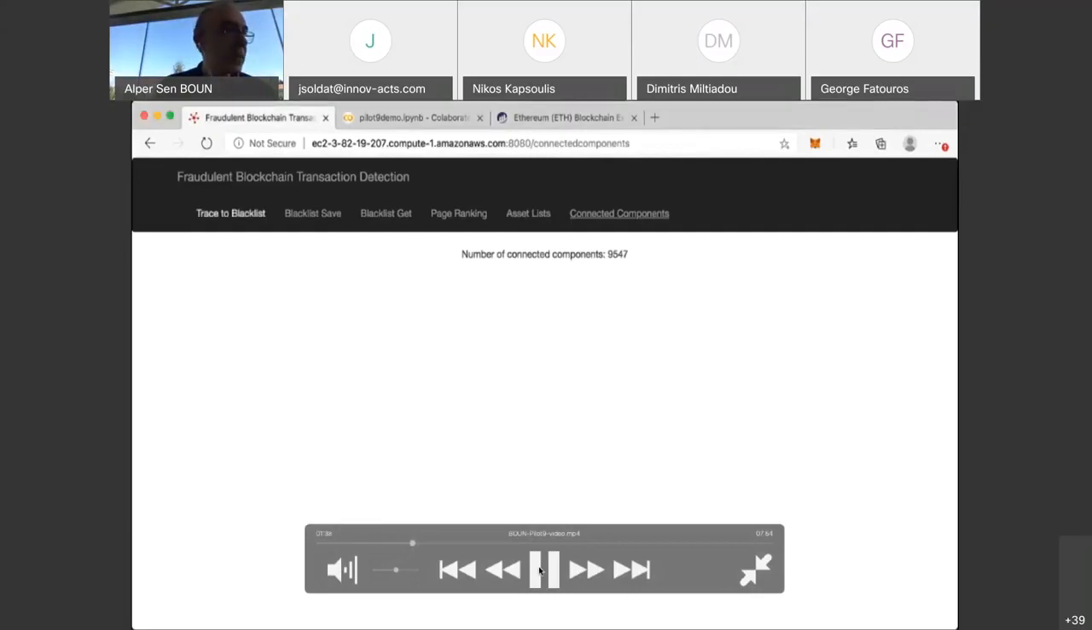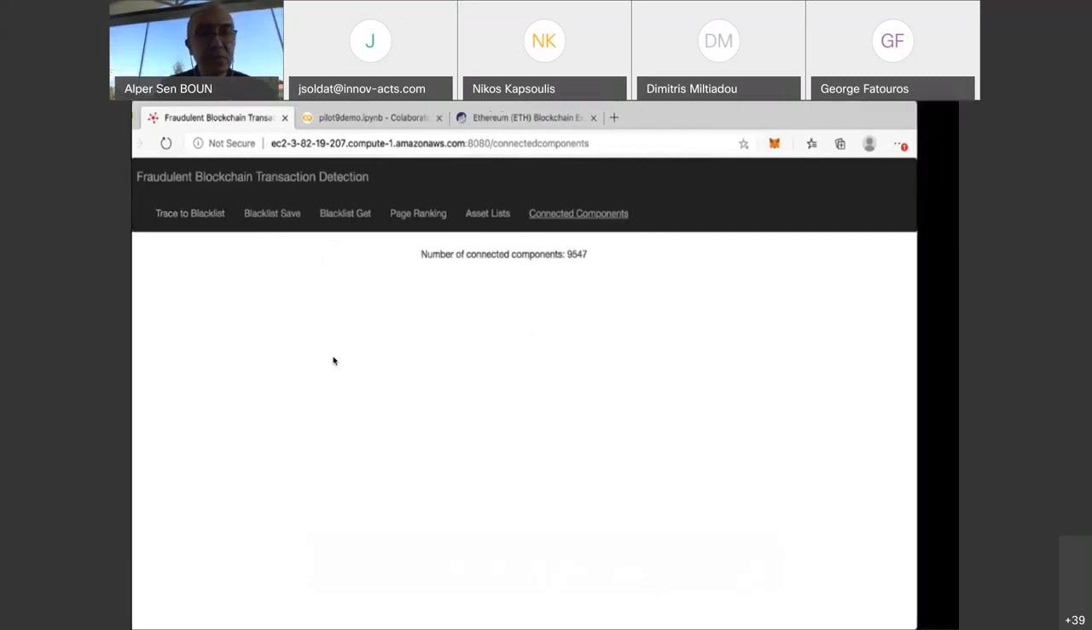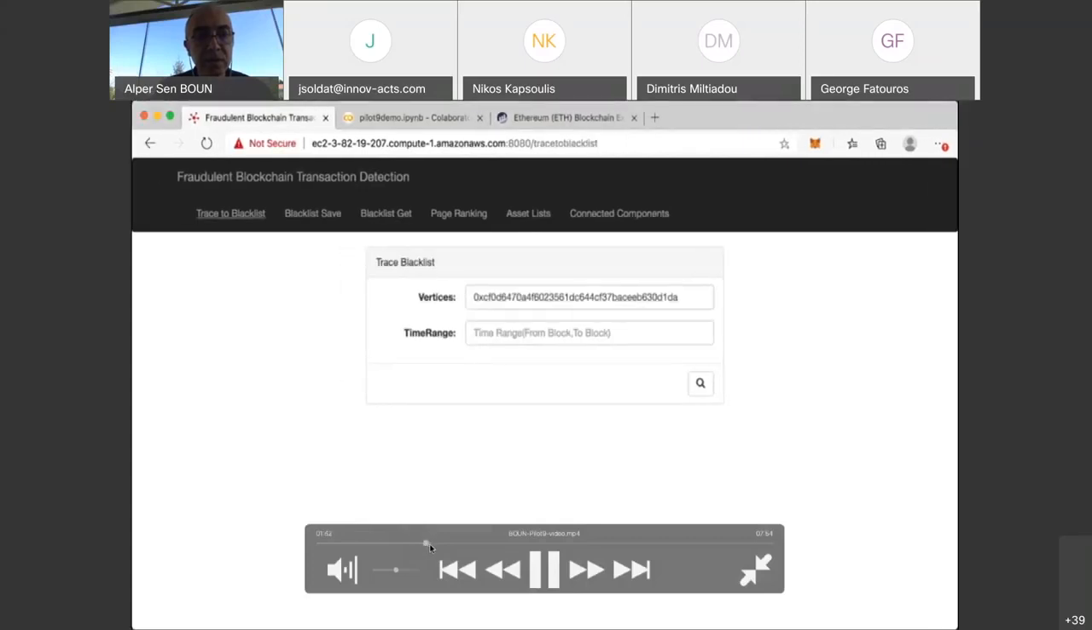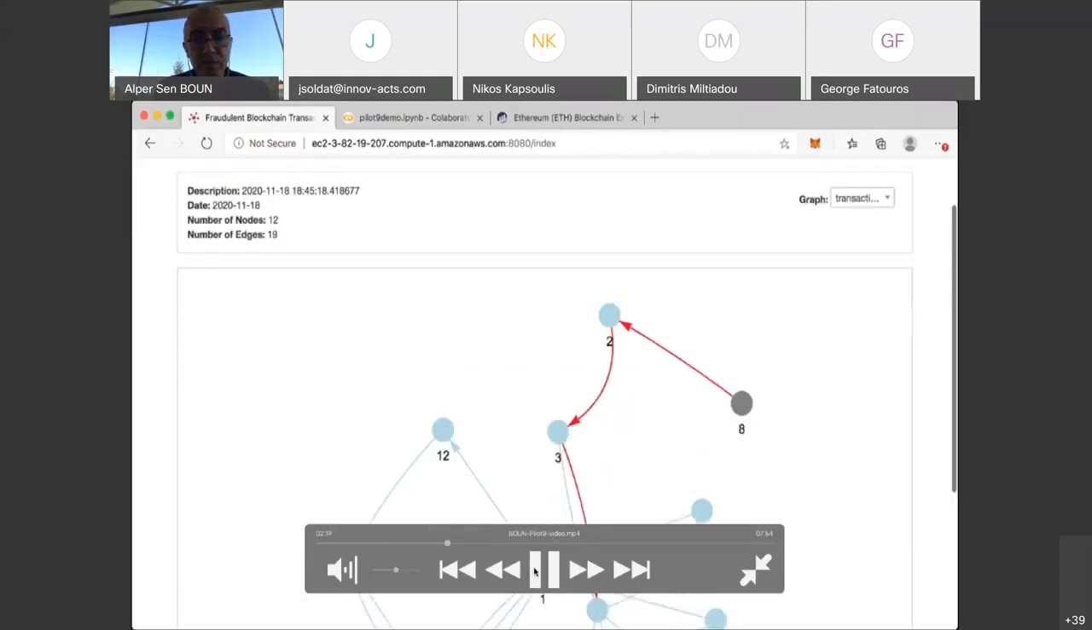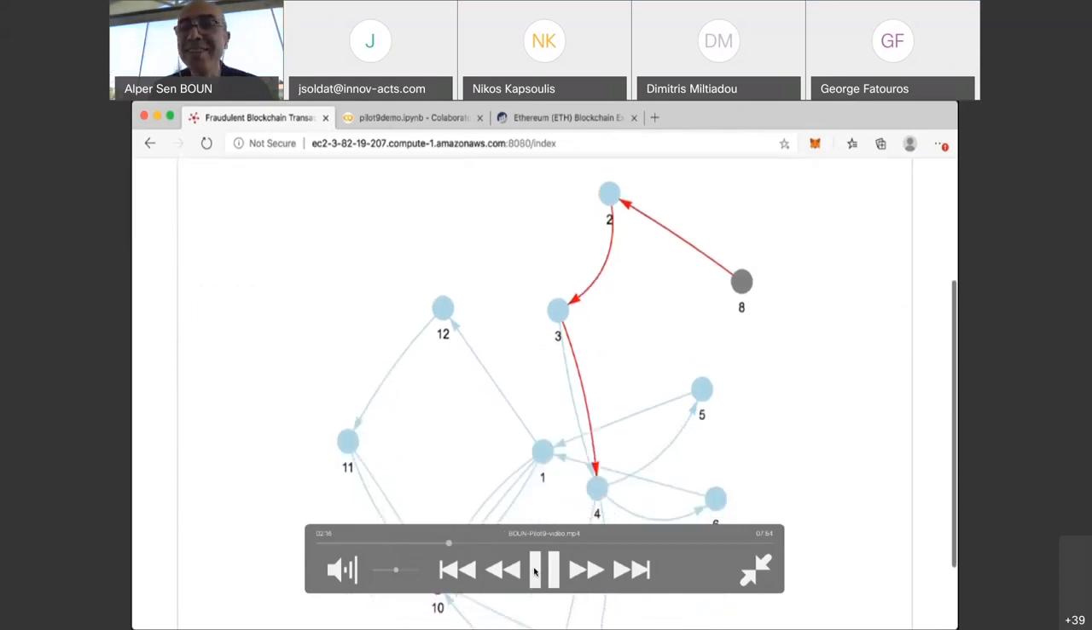So in the trace to blacklist, what we do is we basically enter an address of interest and give a time range. After that, our system returns a subgraph, as you may hear John Esteban's voice. So this is basically our blacklist node, and these are the nodes that are on the path, and this purple one is the address of interest. So we return this path, and this is a subgraph that shows the customer node over here, and the blacklist node, and then we have some simple scoring on these edges in terms of the path distance from the blacklist.